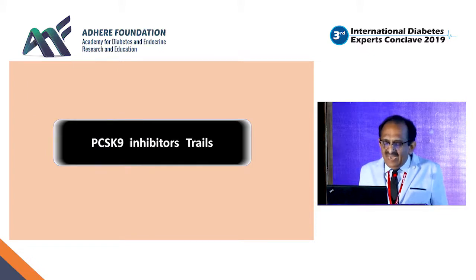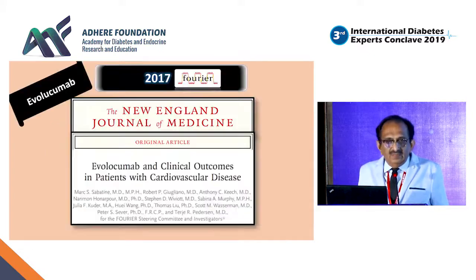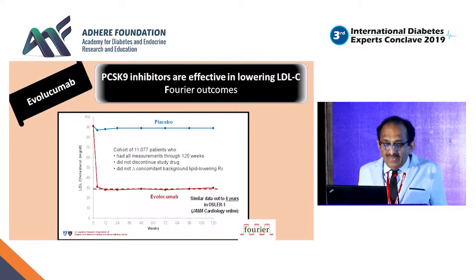Coming to PCSK9 inhibitor trials, the first one was evolocumab that was published in 2017, and it showed that evolocumab is effective in lowering LDL. You can clearly see the significant reduction, up to 30 milligram of LDL it could achieve. There are many people who will think, what kind of life will there be at 30? But there are data to show.